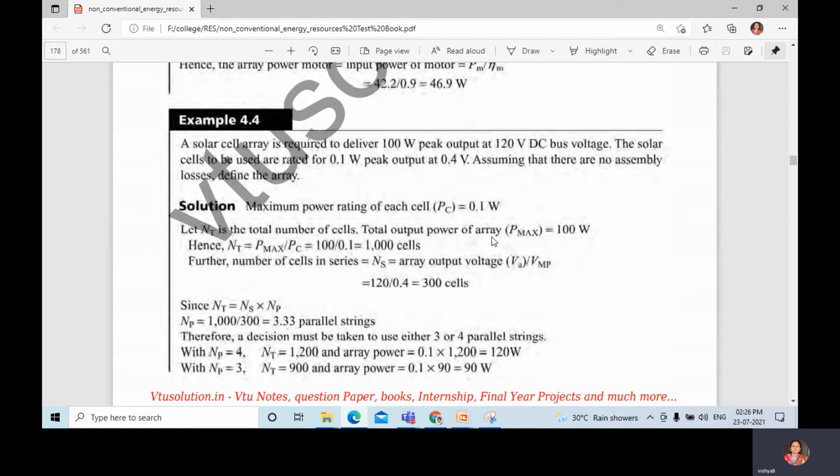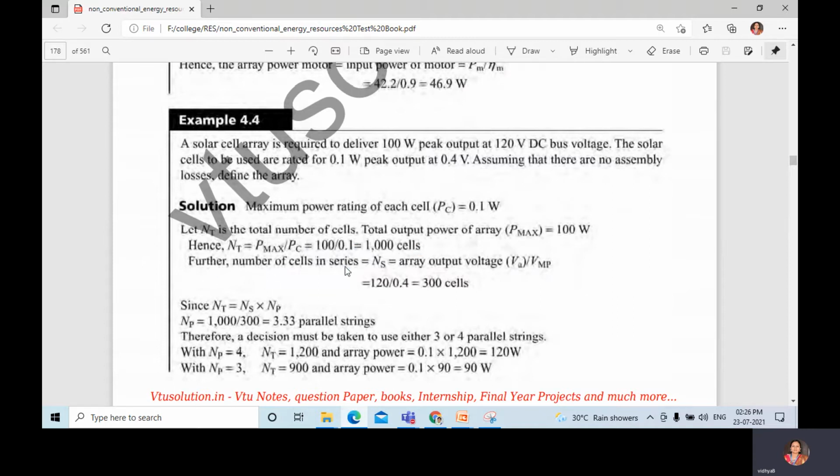Let Nt be the total number of cells. The total output power of the array, Pmax, is equal to 100 watt. Pmax divided by Pc is 100 divided by 0.1, so you will get Nt equal to 1000 cells.